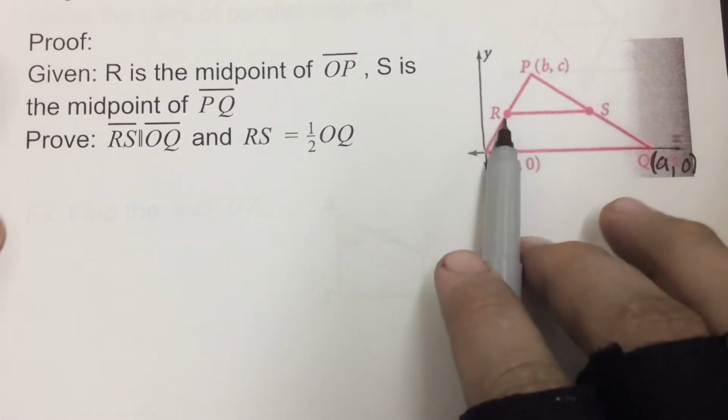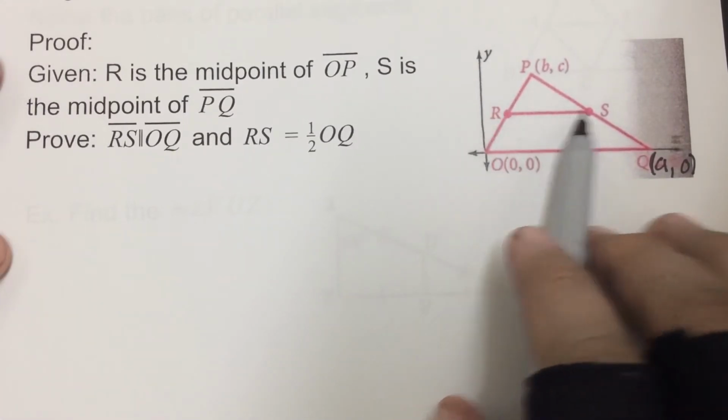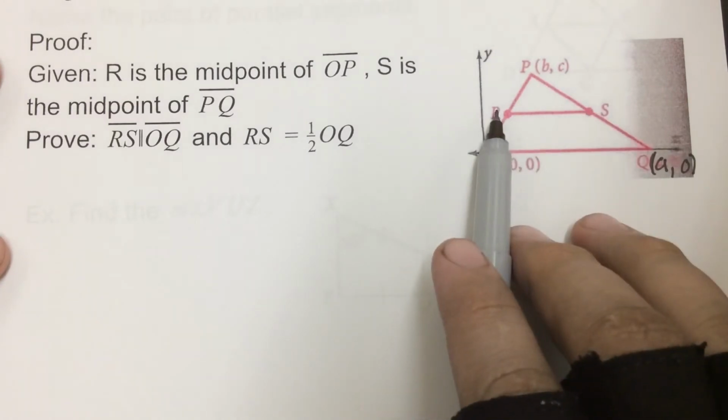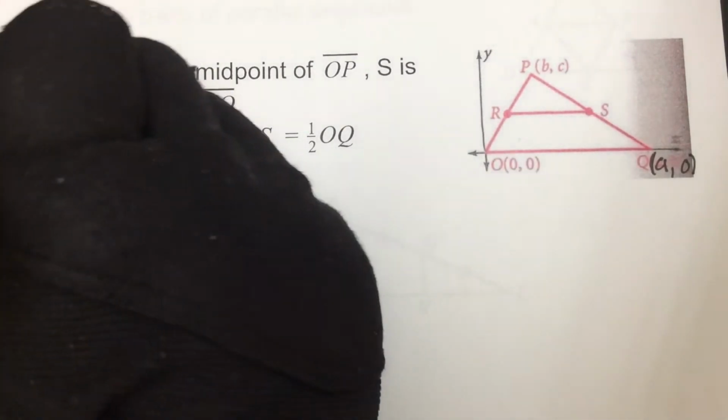So we have to find our coordinates of R and S next, because they don't have coordinates. Well, we know they're the midpoint, so we're going to do the midpoint formula.